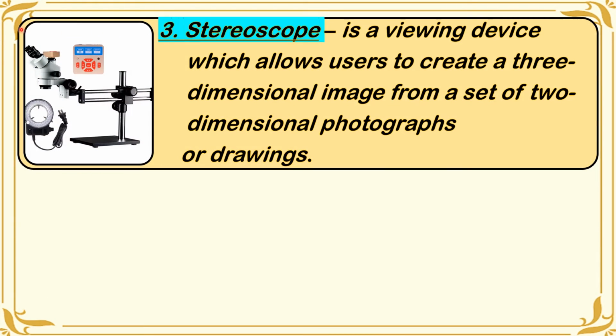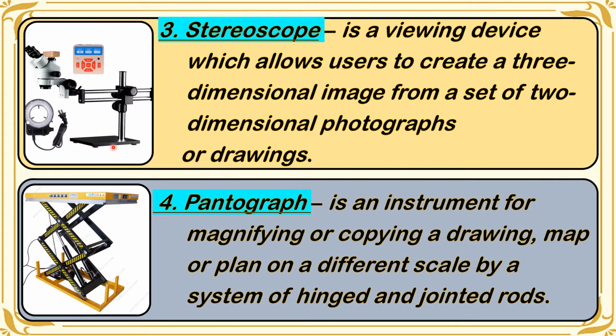Number 3 class is stereoscope. It is a viewing device which allows users to create a three-dimensional image from a set of two-dimensional photographs or drawings. So this is how a stereoscope looks like. Number 4 is pantograph. It is an instrument for magnifying or copying a drawing, map, or plan on a different scale by a system of hinged and jointed rods. So this is how a pantograph looks like.